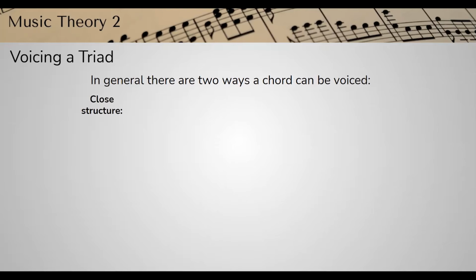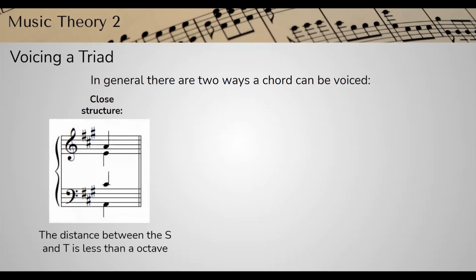I'm not sure which one's correct, actually. And that's whenever the distance between the soprano and the tenor is less than an octave. So in other words, it means all of the notes of the triad are right next to each other. So if we put this on one staff, you'd see that the top voices go C sharp, E, A. So those are all the notes of our A major triad. And the effect is kind of this closed sound.